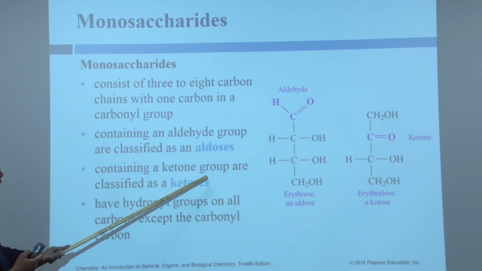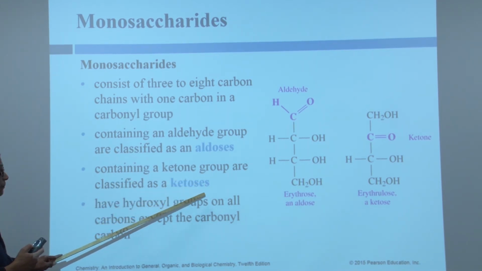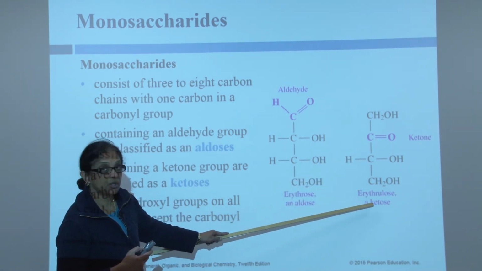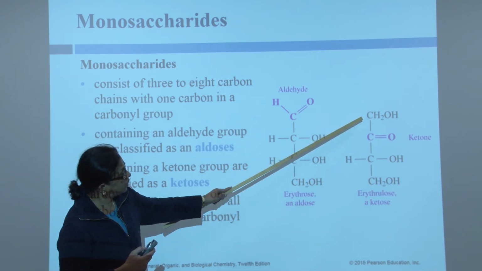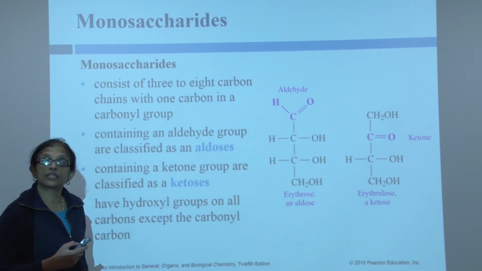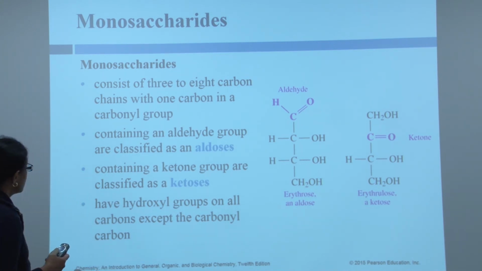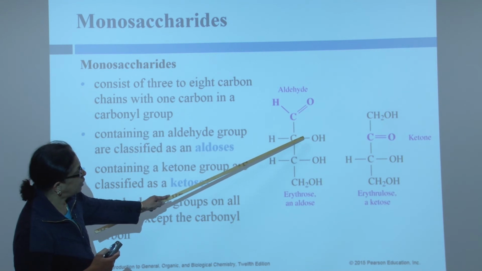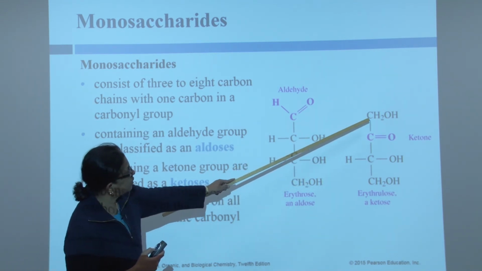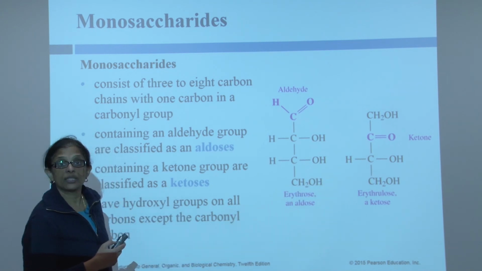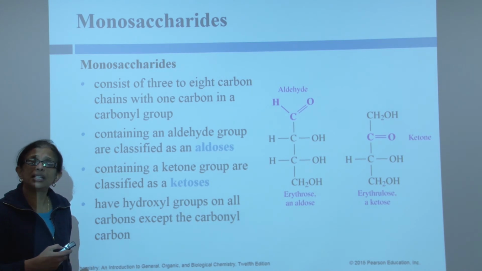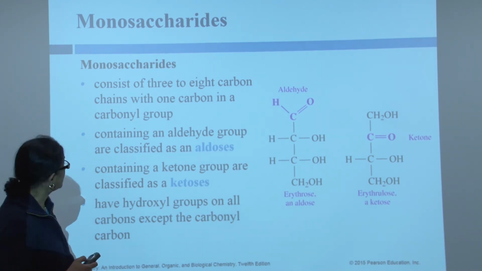Monosaccharides containing a ketone group are classified as ketoses. Again, you have a carbohydrate with a keto group, ketose. So the ketone carbonyl is connected to 2 carbons. Monosaccharides have hydroxyl groups on all carbons except the carbonyl carbon. So you see hydroxyl, OH groups are present with every carbon except the carbon with the carbonyl group. So this is how we identify a monosaccharide unit.